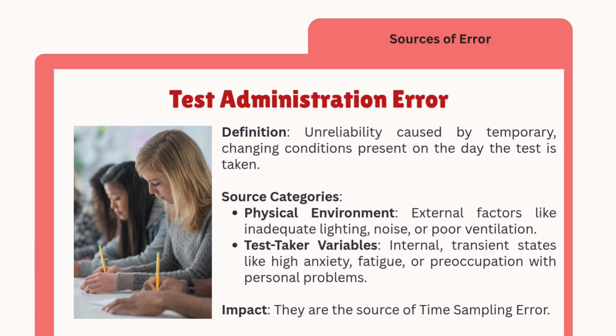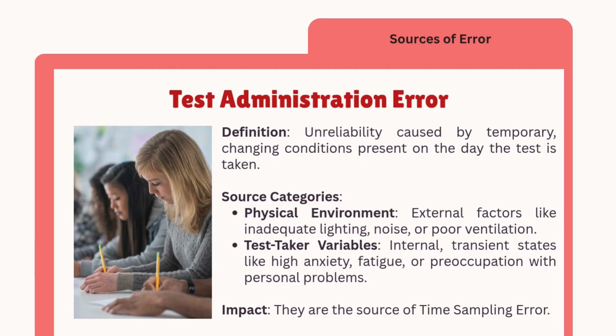And so this type of unreliability is the basis of time sampling error. Since these conditions change dramatically over time, a student's score today might be very different from their score next week, even though their actual knowledge hasn't changed.